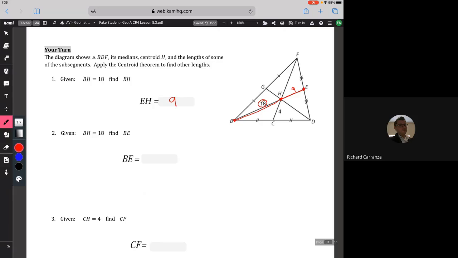Now look at number 2. It says BH is 18. Find BE. Add both of them together. BE is the whole line. So add 18 plus 9, that's going to be 27.